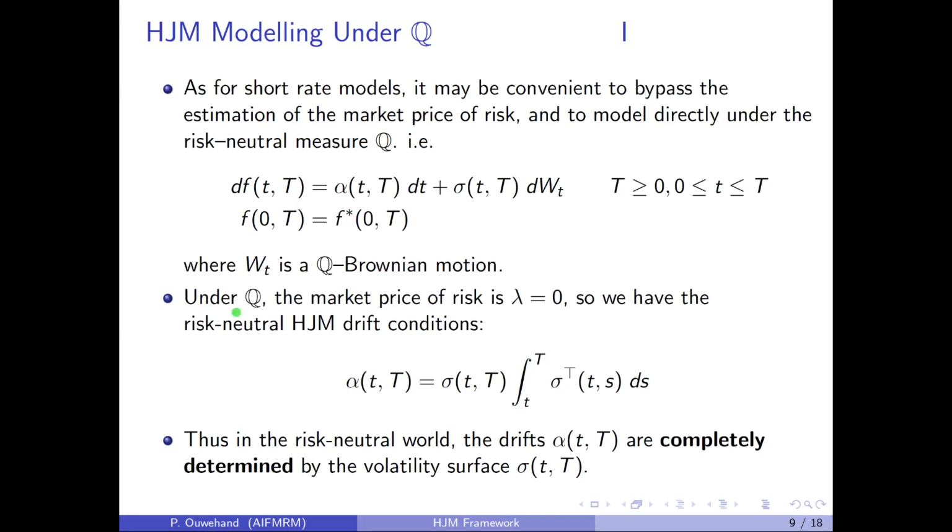Since under the risk-neutral measure the market price of risk is 0, the risk-neutral HJM drift conditions reduce to the following equation. And thus, in the risk-neutral world, the drifts alpha are completely determined by the volatility surface sigma. There is no need to estimate it.